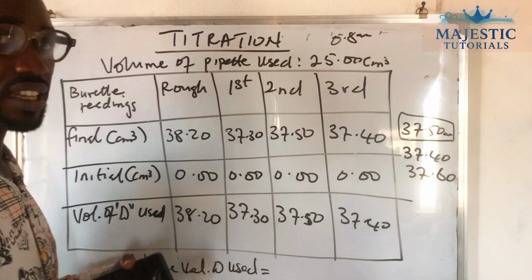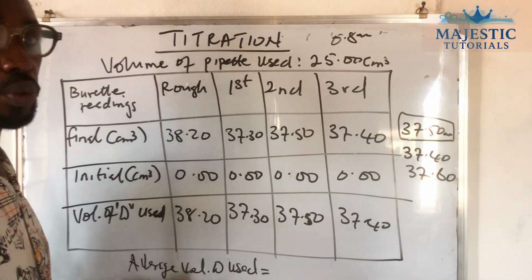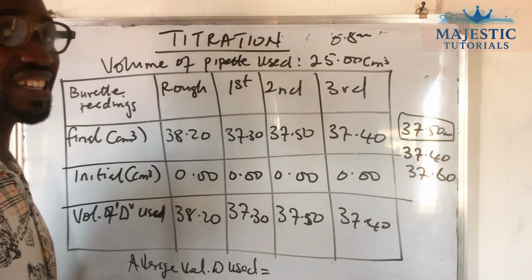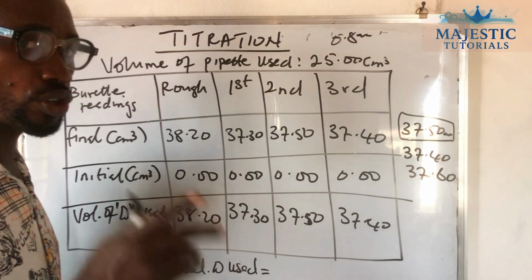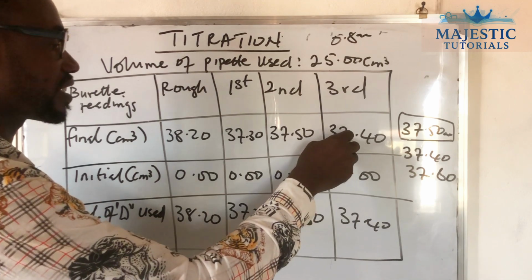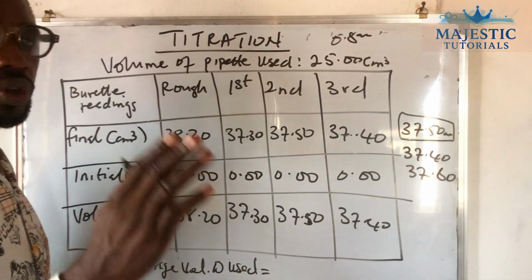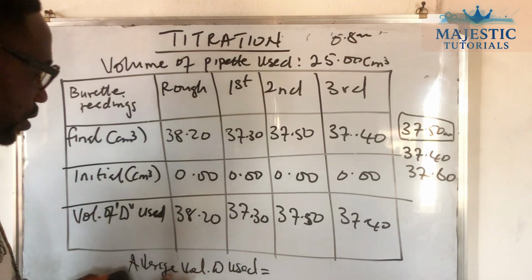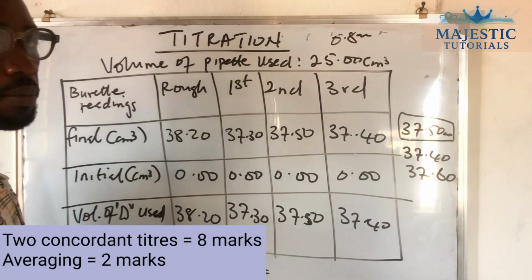Concordant titers are titers that do not vary with more than 0.1, or more than 0.2 on the maximum. If it is 0.3 difference, they are not concordant. Please don't use them. And the rule says if there are any two concordant titers in your table, you score 4 times 2, which should be 8 marks. Sometimes other ones and your final averaging will have another mark.